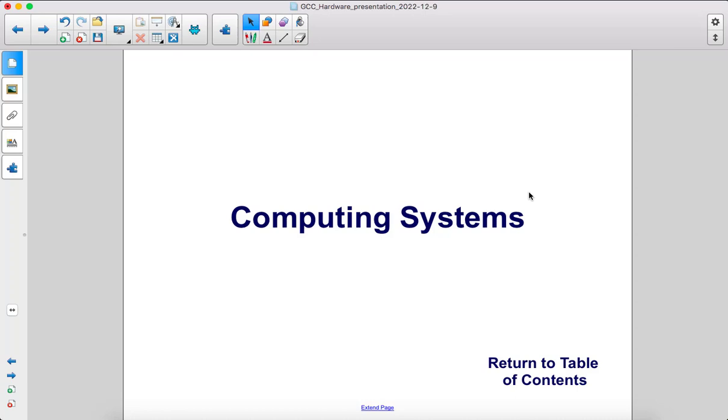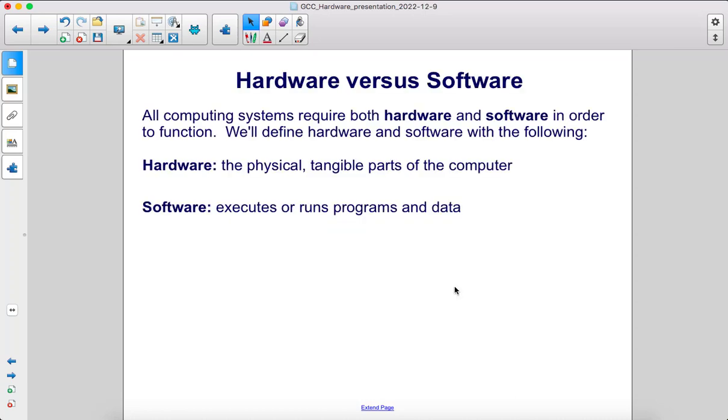Computing systems. All computing systems require both hardware and software in order to function. We'll define hardware and software with the following. Hardware includes the physical, tangible parts of the computer, and software executes or runs programs and data.